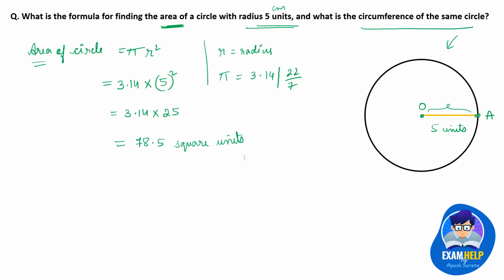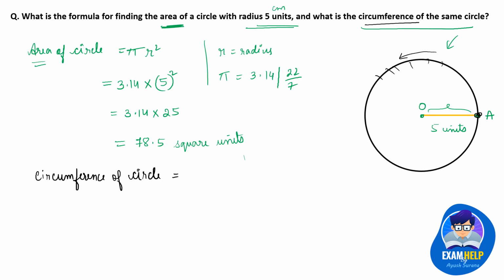Clear? Now the second thing asked in the question is to find the circumference also, the circumference of the circle. Circumference is nothing but the same as perimeter. We don't use the word perimeter in a circle, rather we use the word circumference. Circumference means to find the length of this boundary. We need to find the length of this boundary.